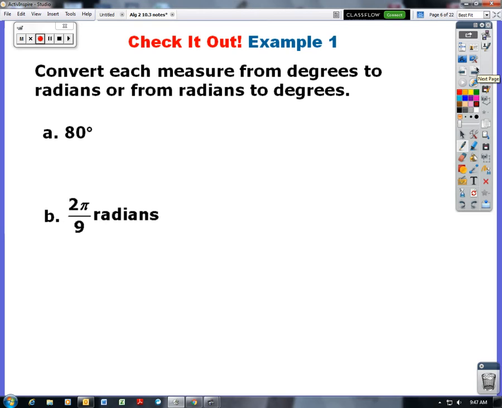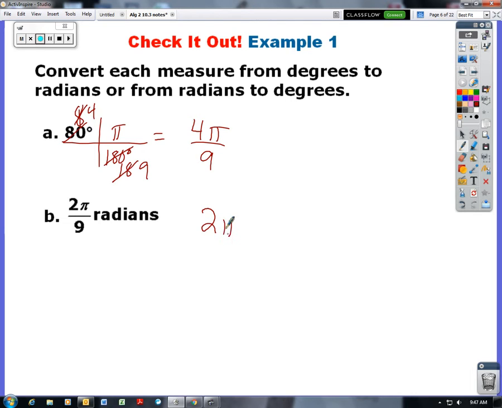Okay, these are for you to try on your own. So you can pause, and then I will be giving the answers. Okay, so this is going to be 180 degrees to pi, and that simplifies very nicely. Oh, no, it doesn't. My bad. What can we divide that by? Oh, 10, of course. Okay, 8 and 18. Oh, that'll divide some more. So by 2, we end up with 4 pi on top and 9 on bottom. 4 pi over 9. And then on this one, 2 pi over 9.